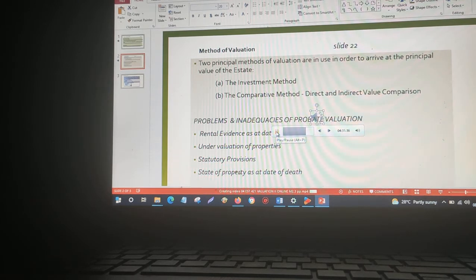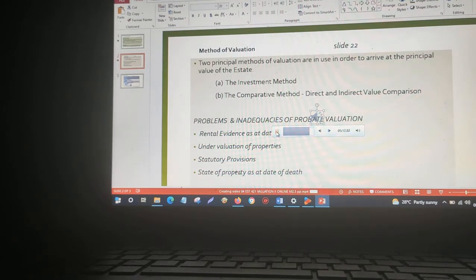So what are the problems and the inadequacies of the probate valuation? Rental evidence as at the date of death may be difficult to get, because you have to go back in time. Clients will want you to undervalue their properties for tax purposes. So they do all kinds of things to get the value as low as possible so they can pay a low tax. Then it's statutory, so you must do it according to the law. No input of your experience or principles of valuation, additional principles are required.